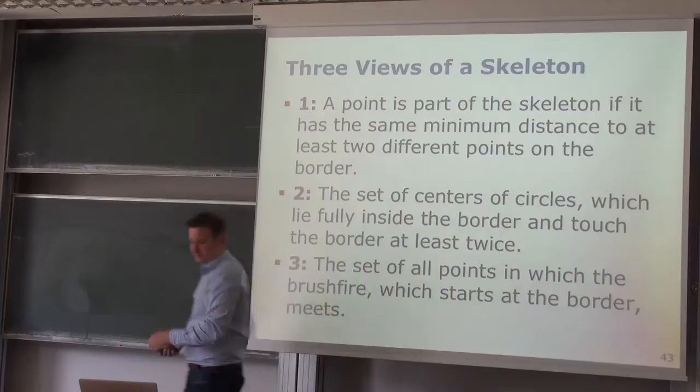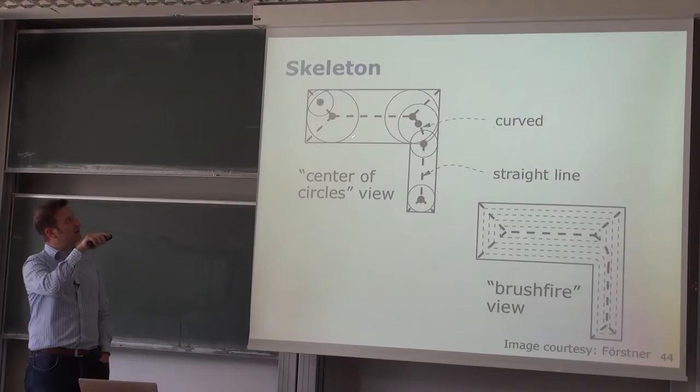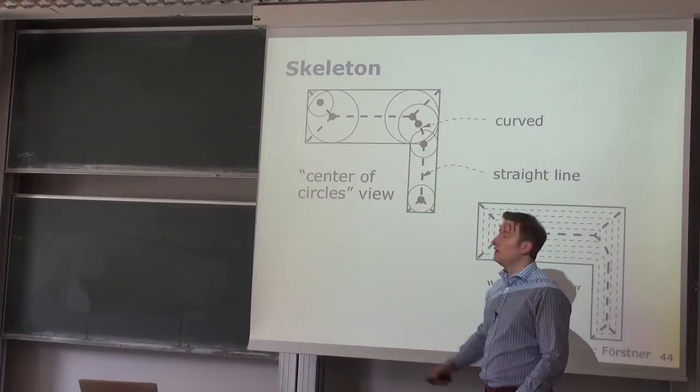This can be nicely visualized by the figures over here. So this one was the idea of those circles. This point over here, for example, is given because we can fit this circle in there, which lies fully inside our figure and touches it, in this case, three times. But two is sufficient. So there's another one with two. And all those circles I can fit in there give me this structure.